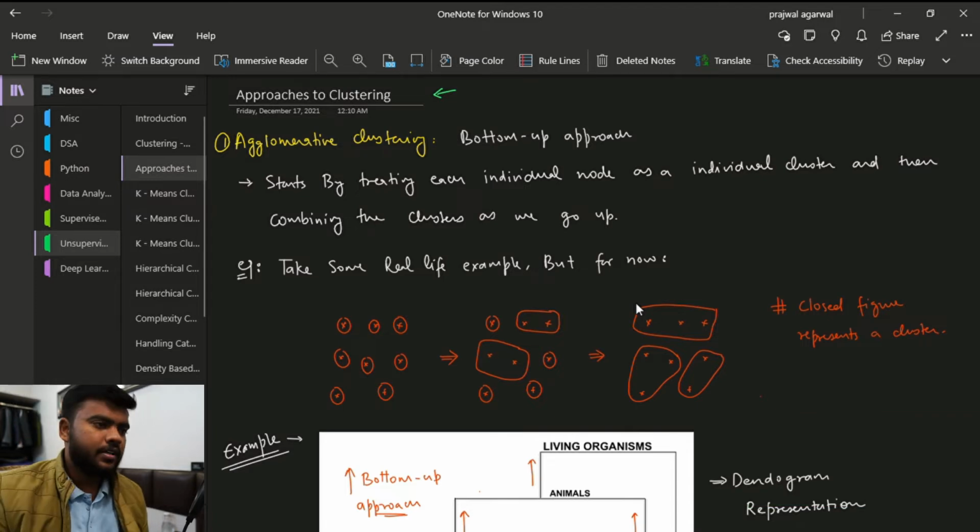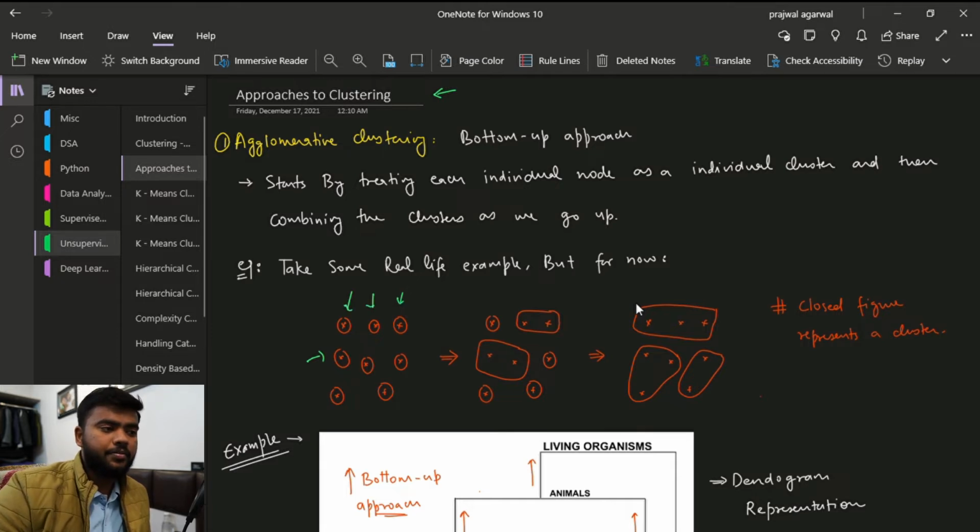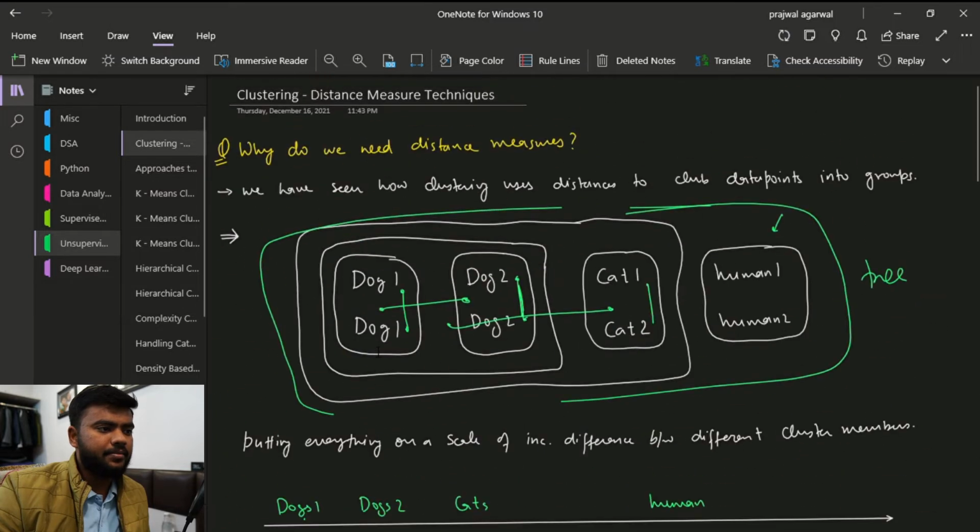Let me describe. When we start with agglomerative clustering, we consider each point as a different cluster. Okay, we consider that there are 1, 2, 3, 4, 5, we are having 8 clusters right now, and as we perform clustering, we start combining these points into larger clusters. For example, the dog example that we took here, to calculate the distance between two dogs.